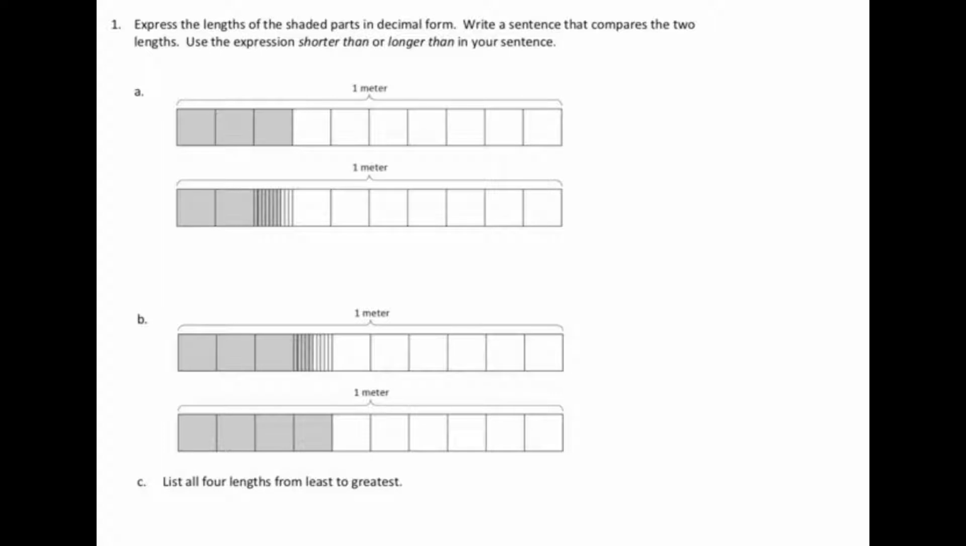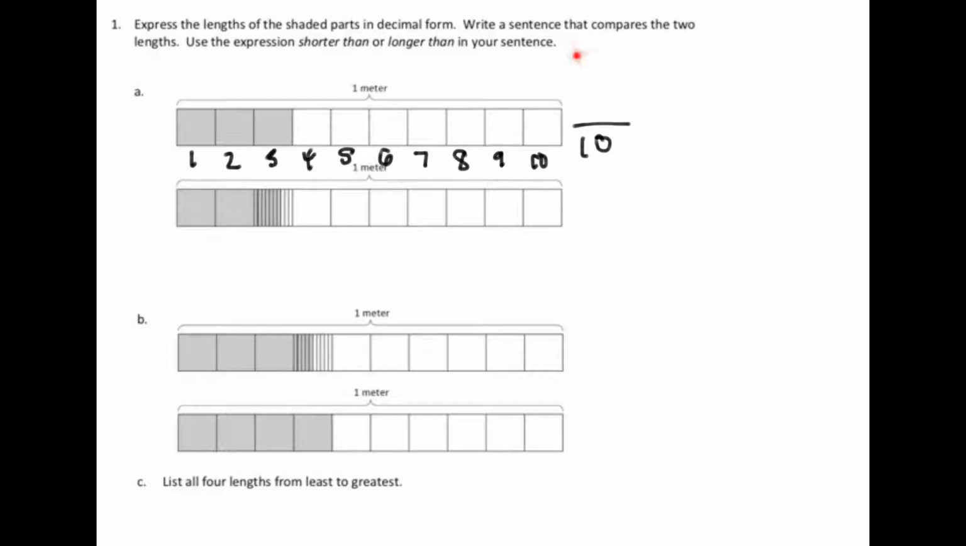So the way we're going to do this is we're going to first count how many boxes there are. And what I mean by that is 1, 2, 3, 4, 5, 6, 7, 8, 9, 10. That lets us know our denominator, the bottom number, okay? So the bottom number is going to be 10.